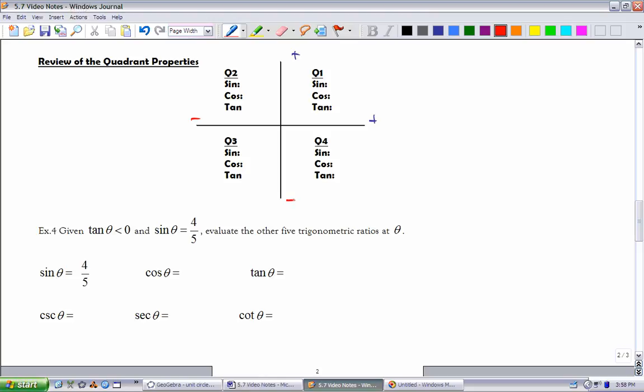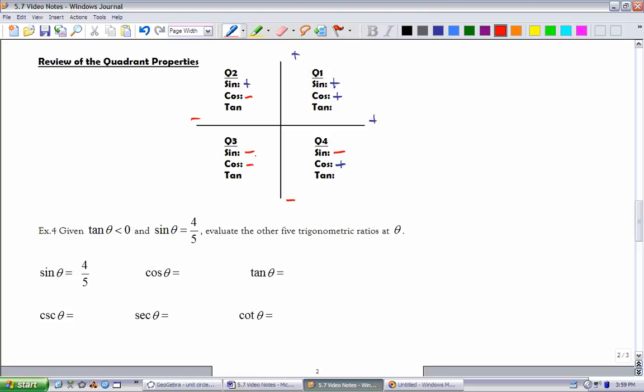Now, if you remember that sine corresponds to y, anywhere y is positive, sine will be positive. So you'll notice y is positive up top, so sine's positive on the top. Sine's negative on the bottom of the graph. Cosine corresponds to x. So wherever x is positive, which is the right side of the graph, cosine will be positive. And wherever x is negative, on the left side, cosine is negative.